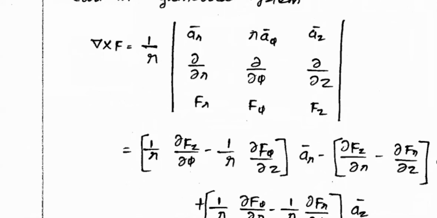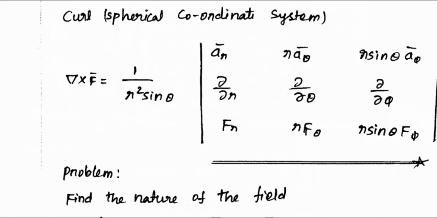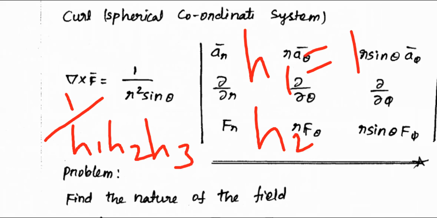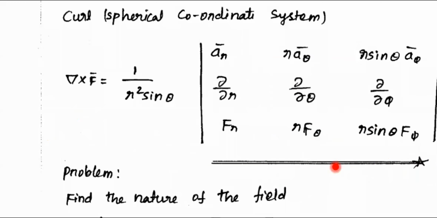Next, what is the curl operator in a spherical coordinate system? I have told you already, what factor will come here? 1 by h1 h2 h3. In the spherical coordinate system, what is h1, sir? h1 is 1. What is h2? I think r. What is h3? h3 is r sin theta. Once you multiply all this, what will you get? r square sin theta. That's why I told you to simply remember 1 by h1 h2 h3. Then you are getting this factor.